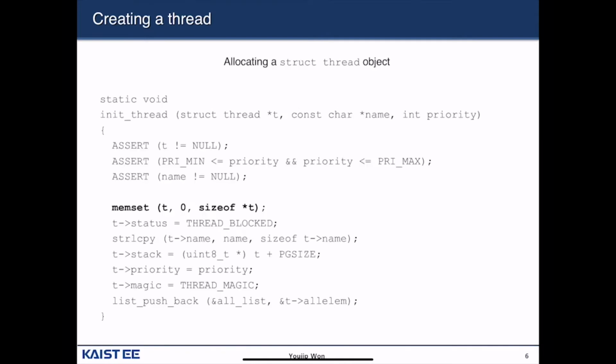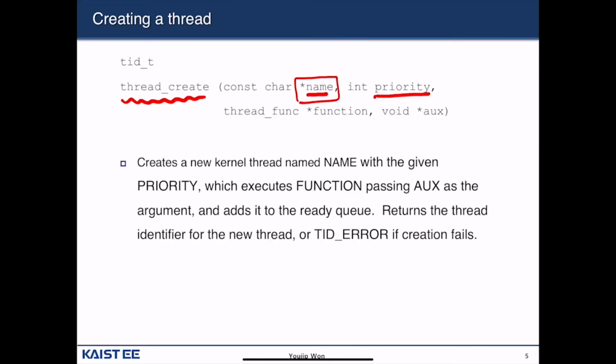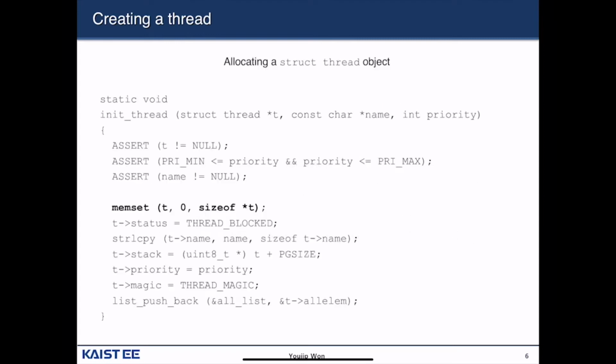This is the detail of creating a thread. Inside thread_create, it calls a function called init_thread. In memset, it allocates memory for the thread structure and sets it to 0. And after allocating this structure, the operating system sets the initial state of the thread to blocked. It puts the just created thread structure into a list called all list that I am going to explain later.